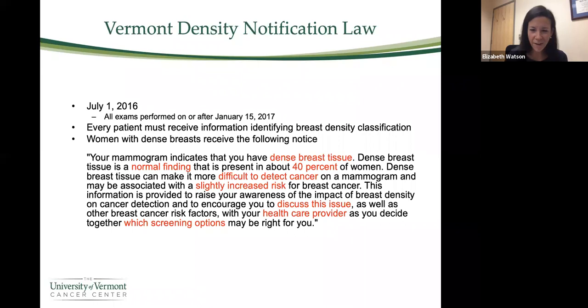Now, I won't go through this whole paragraph with you. Obviously, it's quite long. But the paragraph does talk about that you do have dense breast tissue. It's a normal finding. It happens in about 40% of women. It can make your mammogram a little bit difficult to read. It may be difficult to detect a breast cancer, and it could put you at a slightly increased risk of breast cancer. And because of this, you might need to discuss this issue with your doctor and consider if maybe another screening option would be helpful for you in addition to the mammogram. And so this wording only goes out to women who have dense breasts. If you don't have dense breasts, then this notification will not go to you.